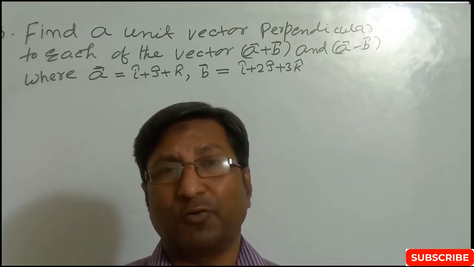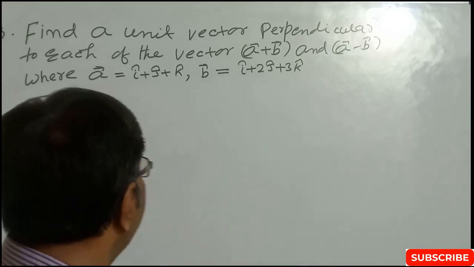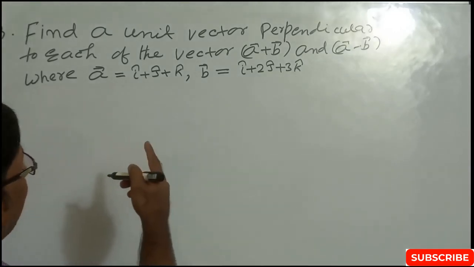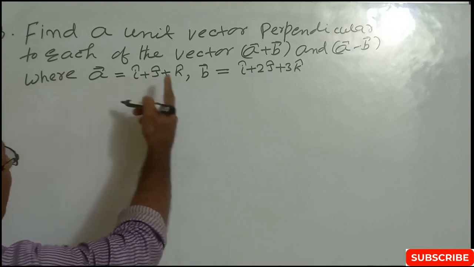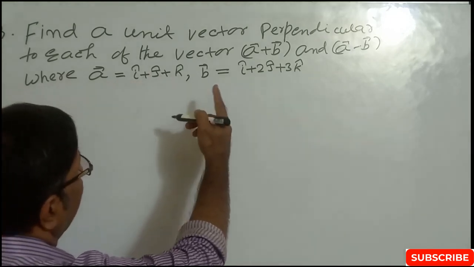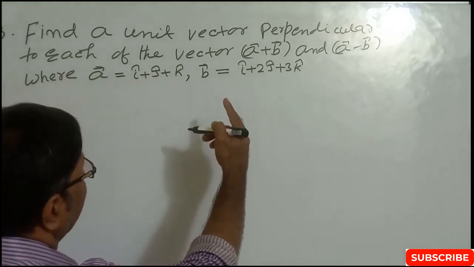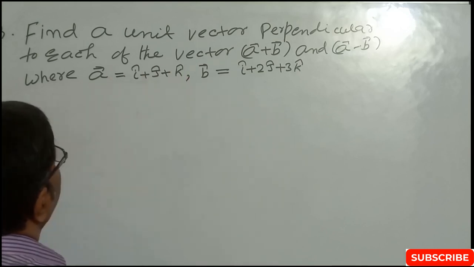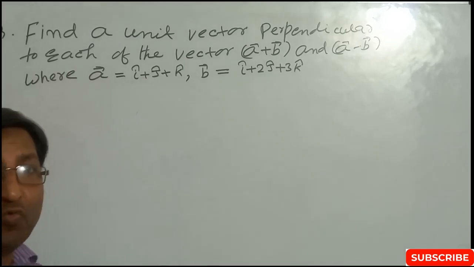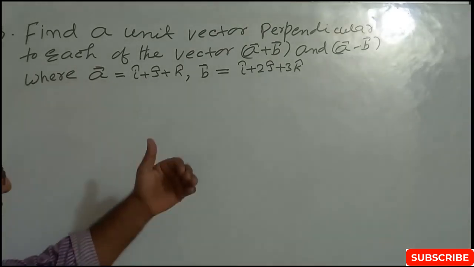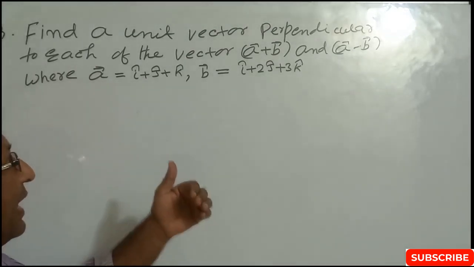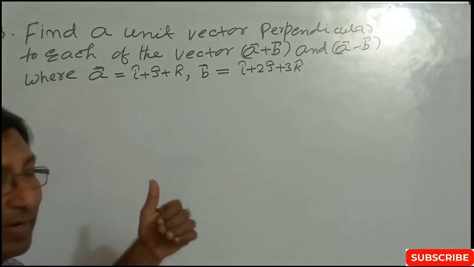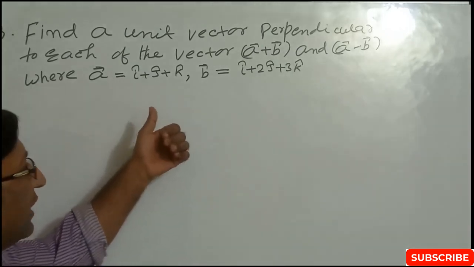Most important question of vector. चलो देखते हैं. Find a unit vector perpendicular to each of the vector a vector plus b vector and a vector minus b vector, where a vector is given and b vector is given. So we have to find unit vector perpendicular to a vector plus b vector and a vector minus b vector, where a vector is this and b vector is this.